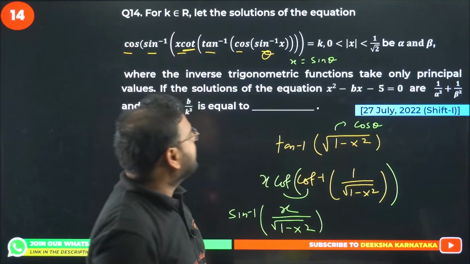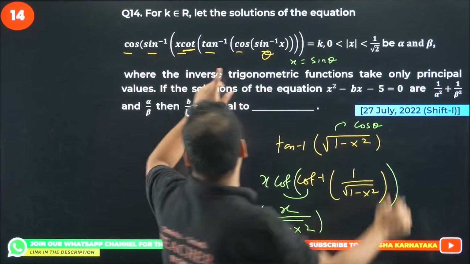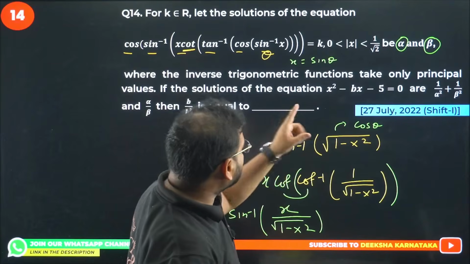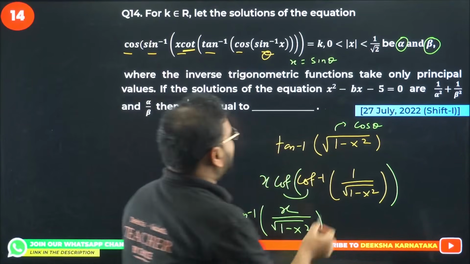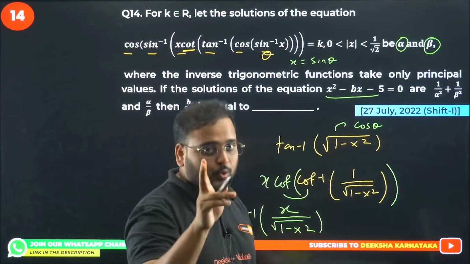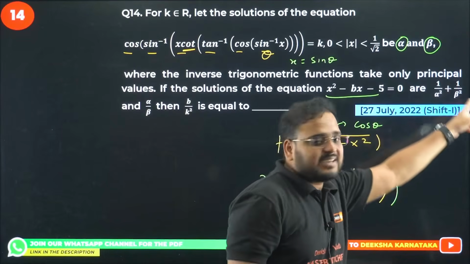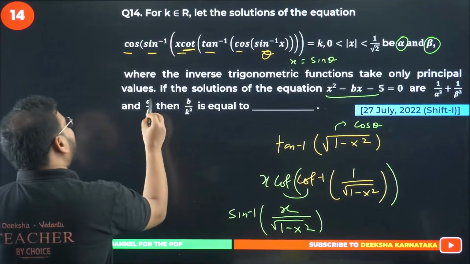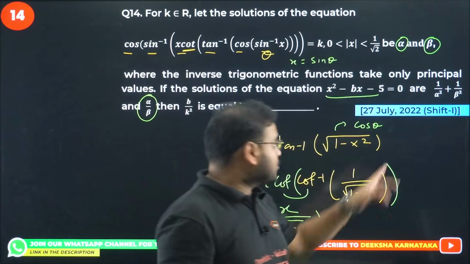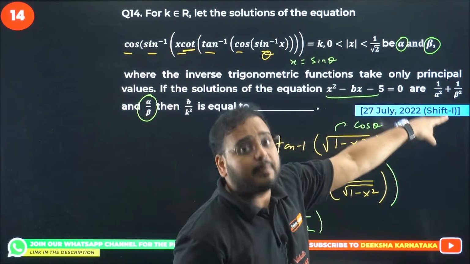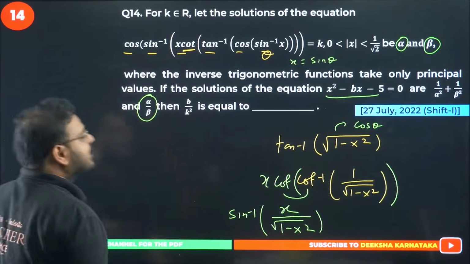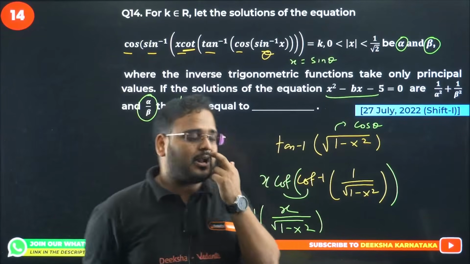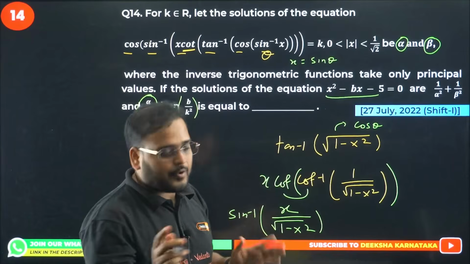So what are they saying? For the given expression, there are two roots, alpha and beta, and they are also given an equation x square minus bx minus 5. For this there are two roots again. The first root is 1 by alpha square plus 1 by beta square, and the second root is alpha by beta. They are asking you to find the value of beta by k square. It's a NAT, numerical answer type question. So a little bit challenging, of course, but we'll solve it.